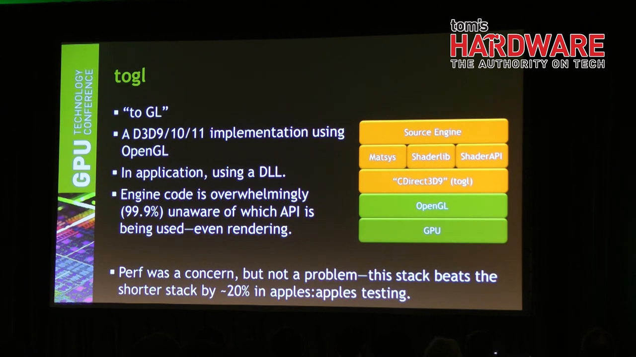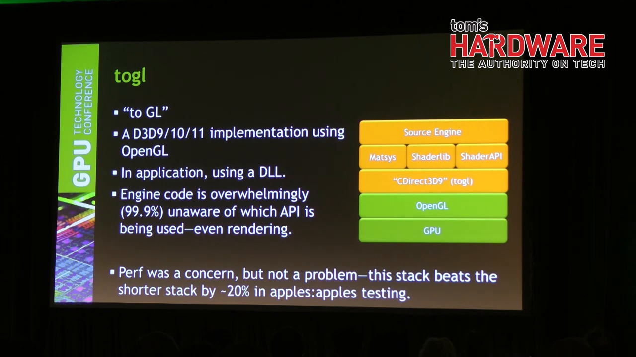So the engine code doesn't have to be aware of which API it's talking to, and in fact, in practice, it turns out it's not. There are only two or three places in the entire code base where we have to check and say, am I really on D3D or am I really on fake D3D? So that worked out really well. The application is almost completely unaware that this transition has occurred.